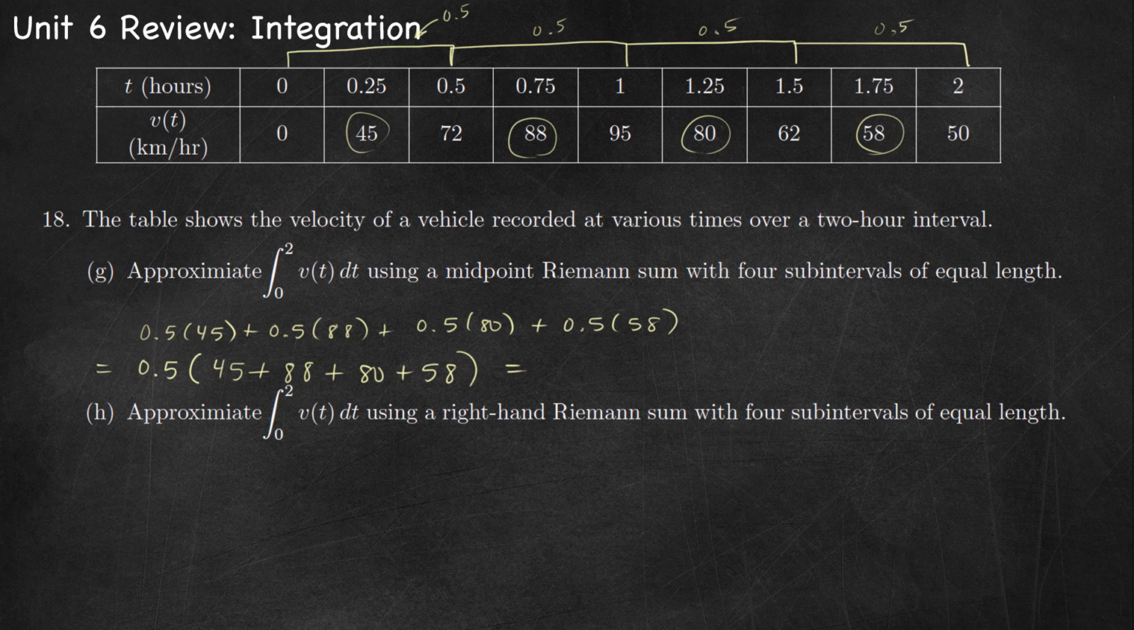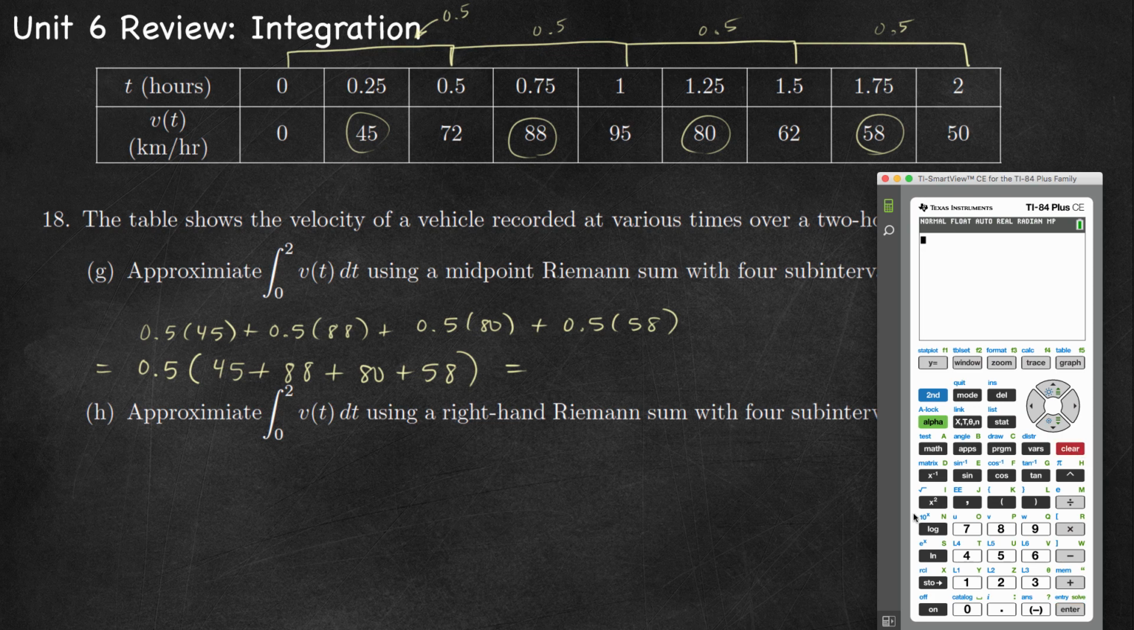So let me pull up my calculator and we'll compute that. 0.5 times (45 plus 88 plus 80 plus 58). 135.5. I integrated velocity. Velocity was kilometers per hour, so my answer is just going to be kilometers. And again, that's going to approximate the net distance traveled on that interval.